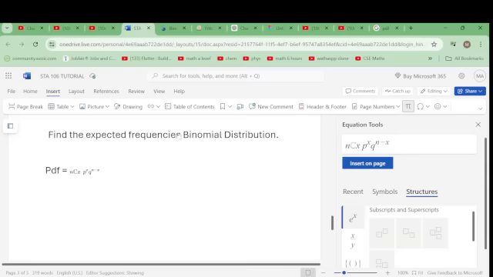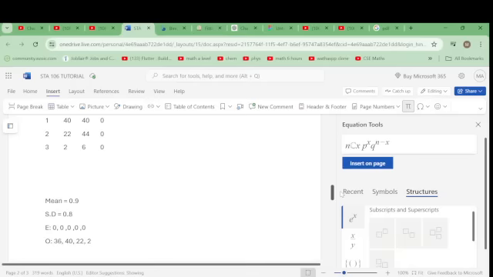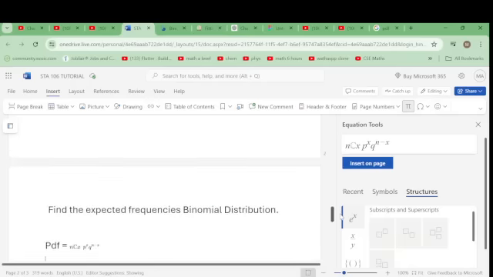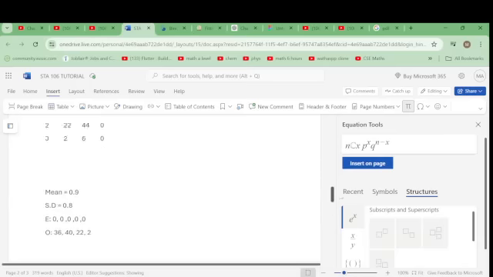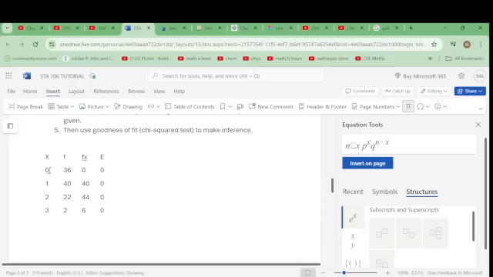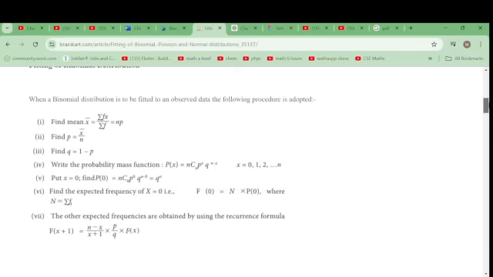Now, if you want to use the table, first you need the n and you need the x. The n is the number of trials, and the x is the one you are trying for. So this is our x here. Let's go find this. So you can see.